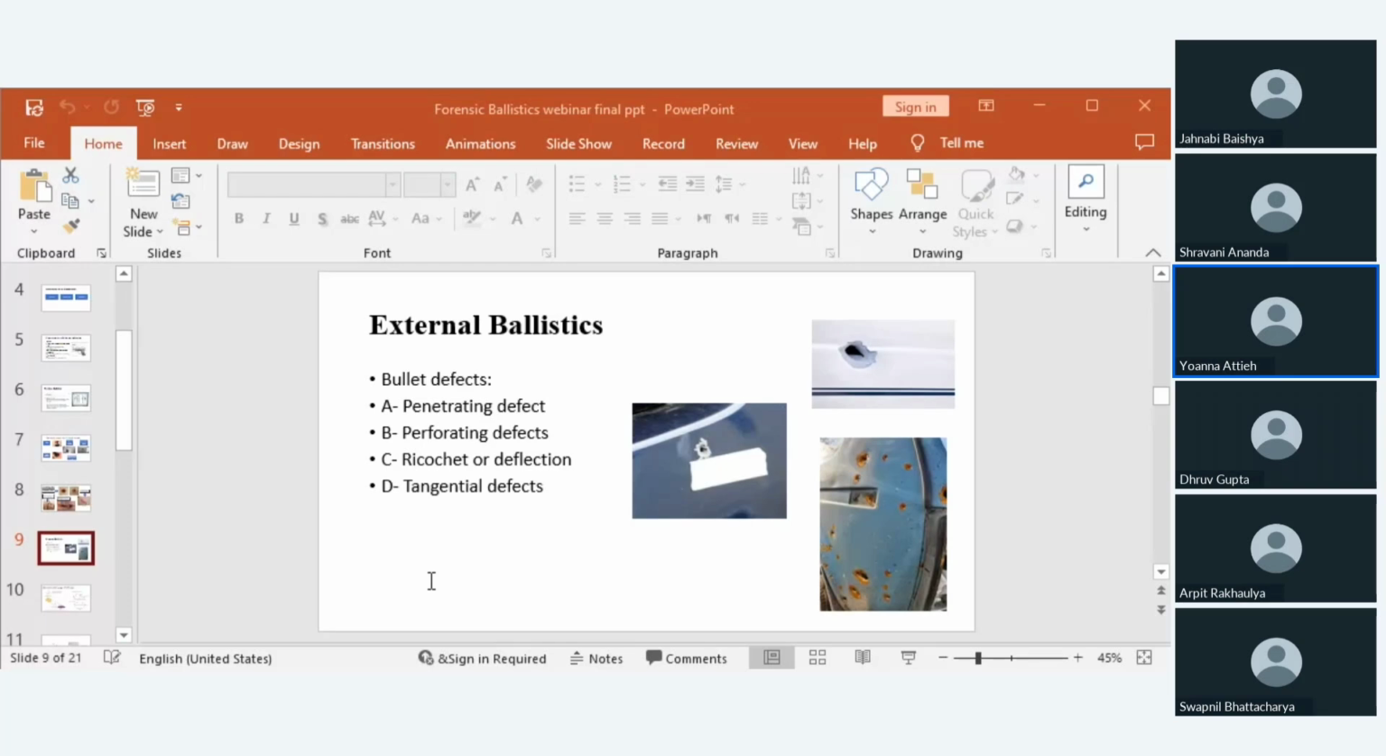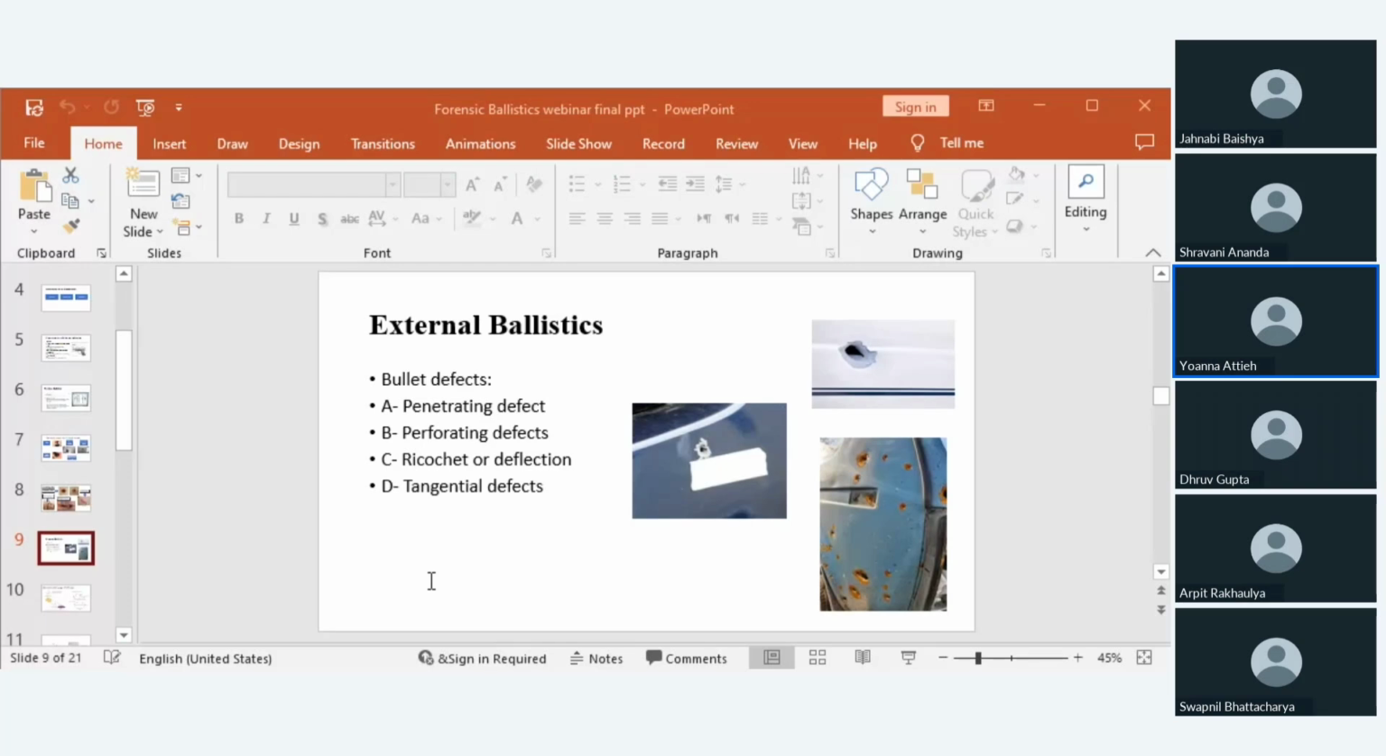inside. A perforating defect, in contrast, happens when the bullet enters and exits the surface, leaving both an entry and exit hole. This is often seen with harder materials like metal or even glass.